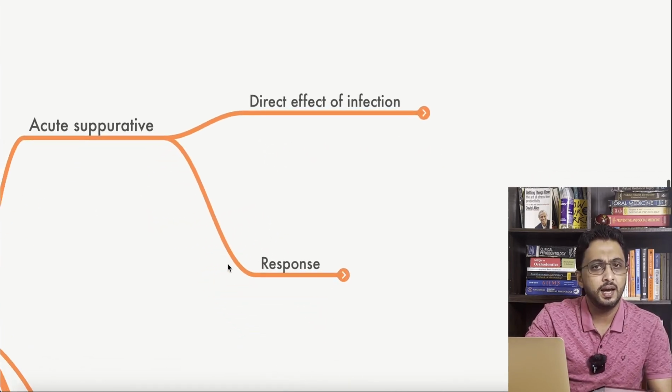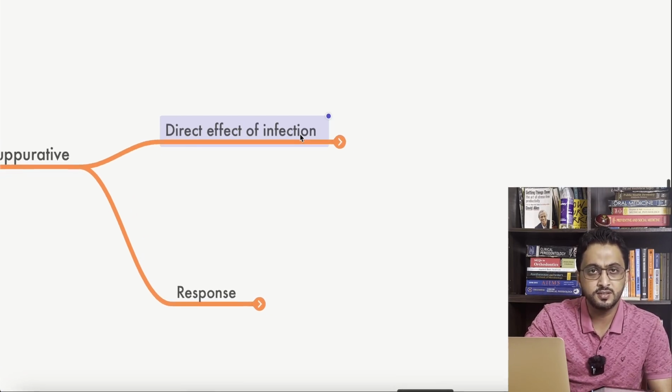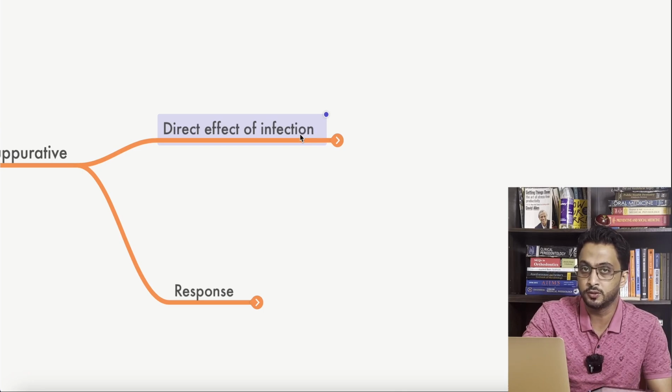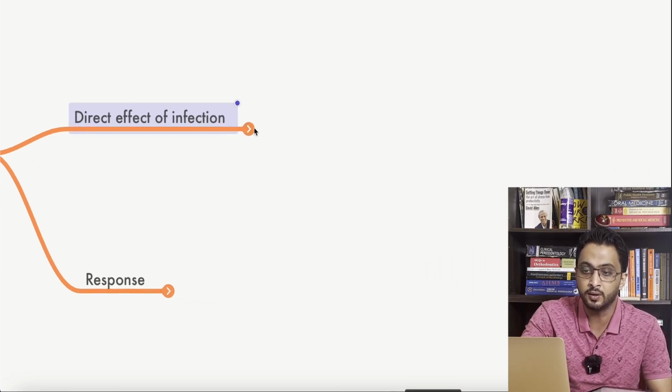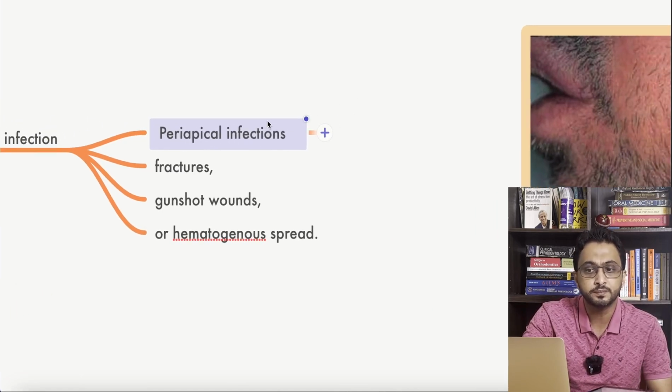Now basically suppurative has to be a direct effect of infection. The bone is being destroyed due to infection. Okay, now it's destruction basically. When it comes to sclerosis, it's not destruction. I'll come to that. Okay, now basically what happens is there is a periapical infection. Okay, there is caries, there is periapical infection, or it can be fracture.